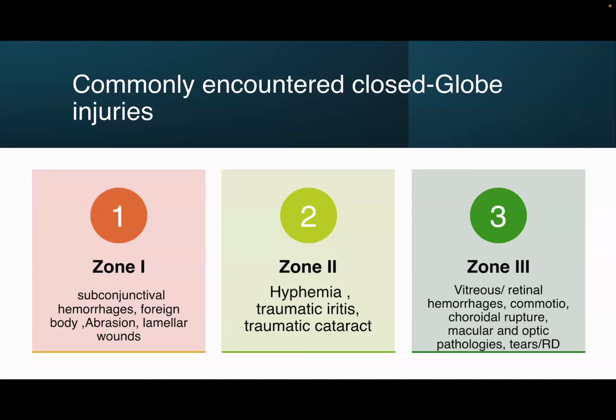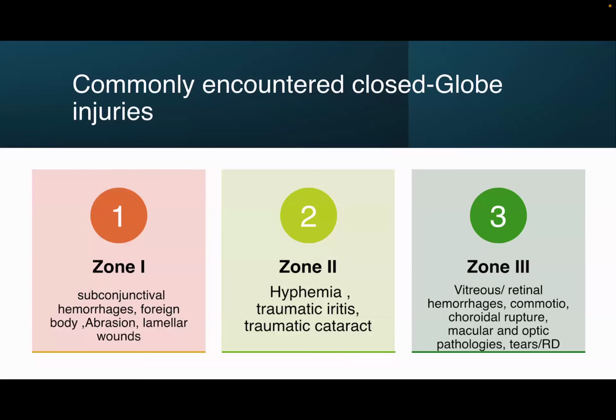What are the common injuries encountered in our hospitals? For me, the most common zone 1 injury that I encounter in my clinic or in our ED department is corneal abrasion. It's very common. Everybody can treat it conservatively, and it heals well, alhamdulillah, in children. Subconjunctival hemorrhage is also a common zone 1 injury. Foreign bodies should be removed typically within 2 days, and sometimes need topical antibiotic prophylaxis, and lamellar wounds.